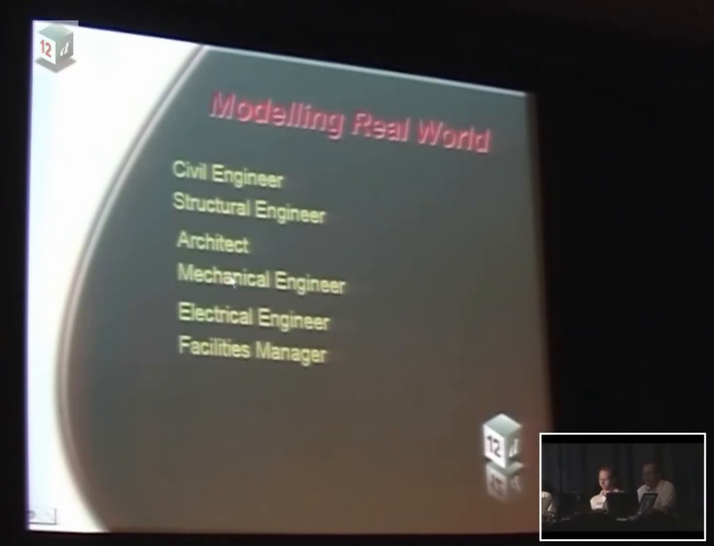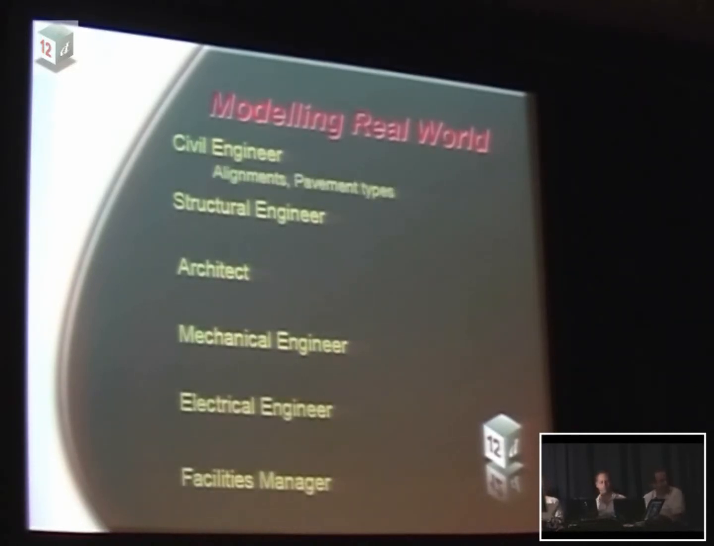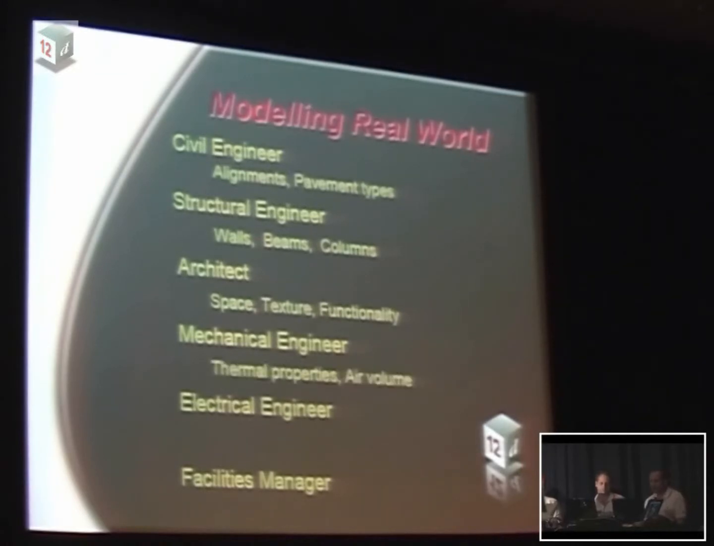Up until now, we've got several disciplines working on a project, and there's a few of them listed there. But each one actually has their own viewpoint of the world as they're working. If we go through some of those, the civil engineer typically is interested in the alignments, pavement types, perhaps ground levels, and he's modelling the surface around the site. Then we have other people that occasionally come into contact with, depending on the type of project. Structural engineers are concerned with walls, beams, columns, the architect with space, texture, functionality, the mechanical engineer with thermal properties and so forth, the electrical engineer with cable routing, and the facilities manager.